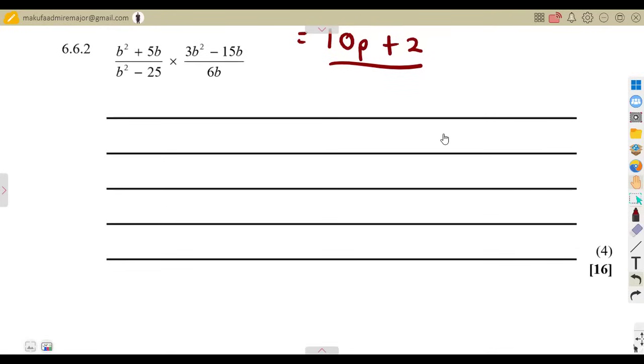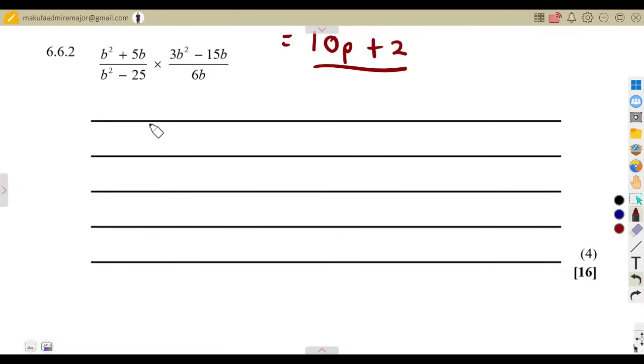This one, 6.62, we are given again to simplify, already under a multiplication. So what we can just simply do is to factorize wherever possible. B squared plus 5b, there is something that is common there, which is b, the highest common factor. Factoring out b, we are going to remain with what? B squared divided by b, that's a b, plus 5b divided by b, that's a plus 5. So 5b over b is going to cancel, that's a plus 5. Everything over b squared minus 25.